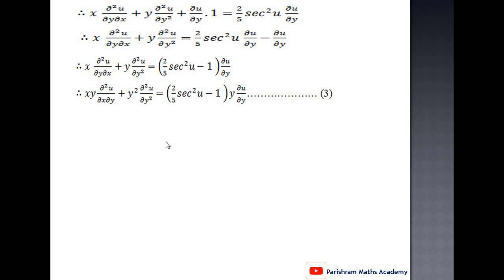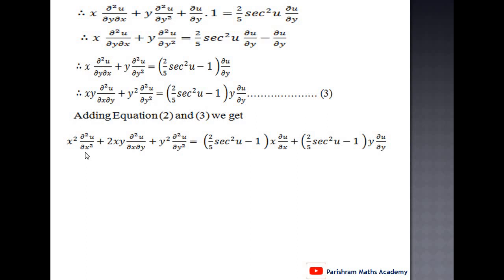Then adding equation number 2 and 3, we get the first term of equation 2, x² ∂²u/∂x², plus the second term of equation 2 and the first term of equation 3, 2xy ∂²u/∂x∂y, plus y² ∂²u/∂y², equal to, from equation 2, the right hand side 2/5 (sec²u − 1) x ∂u/∂x, plus from equation 3, 2/5 (sec²u − 1) y ∂u/∂y.